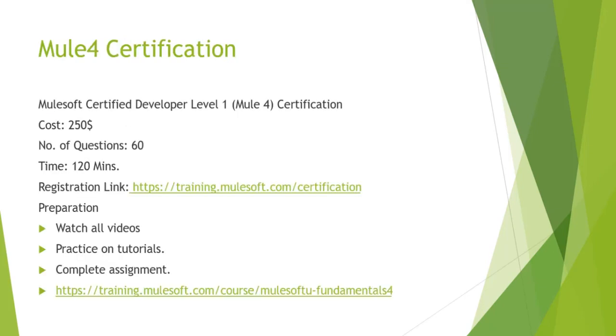And at last, the Mule 4 certification. After completion of this course, you can go for the Mule 4 certification. The cost of the certification is $250. You will get 2 attempts after purchasing this course. If you're not able to clear the first attempt, you get the second attempt free of cost. The number of questions is 60, and the time permitted is 120 minutes, that is 2 hours. So in 2 hours you need to complete those 60 questions, and the passing mark is 70%.